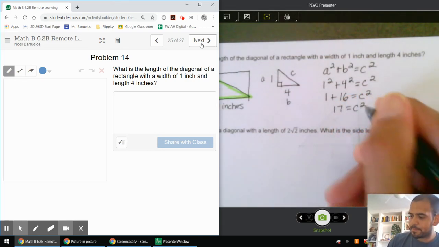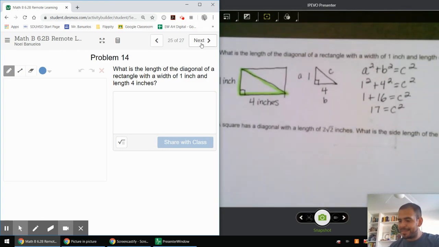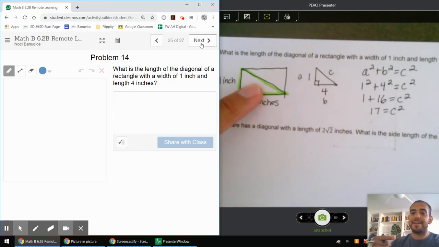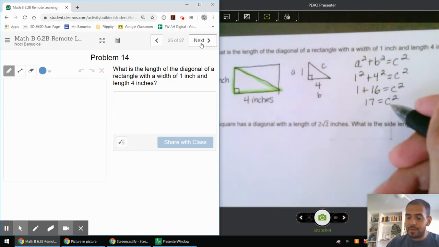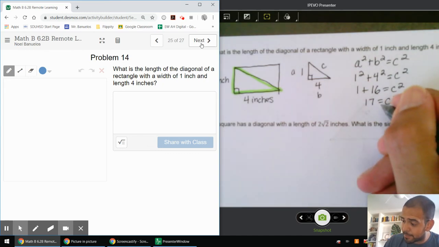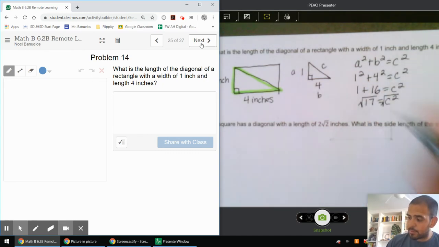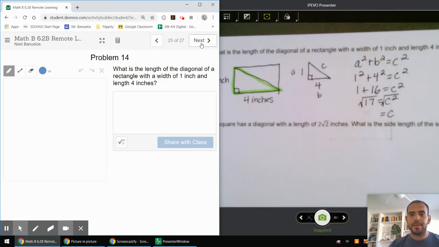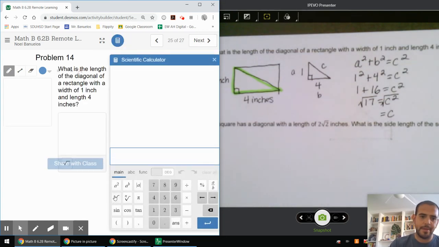Now be careful. The length of the diagonal is not 17 inches. You still have to take the square root. You still haven't solved for C, because this is C squared. So do the inverse operation, square root, and C is equal to, it's asking for the length. So let's find, what is the square root of 17? Let's round to the nearest tenth, okay?